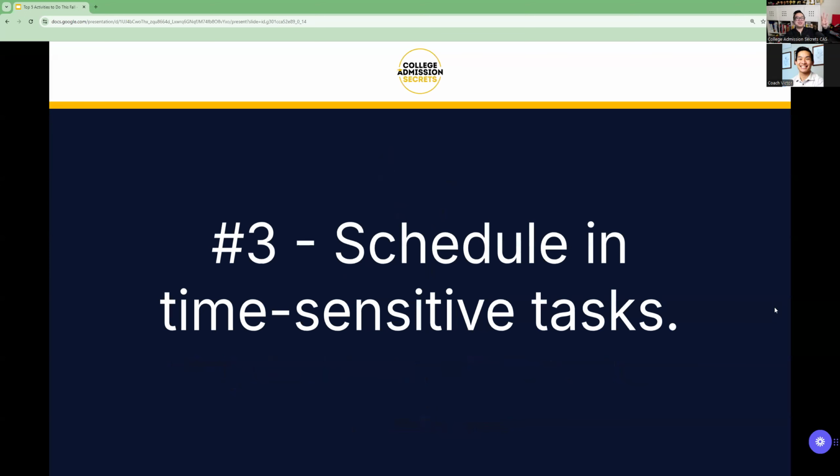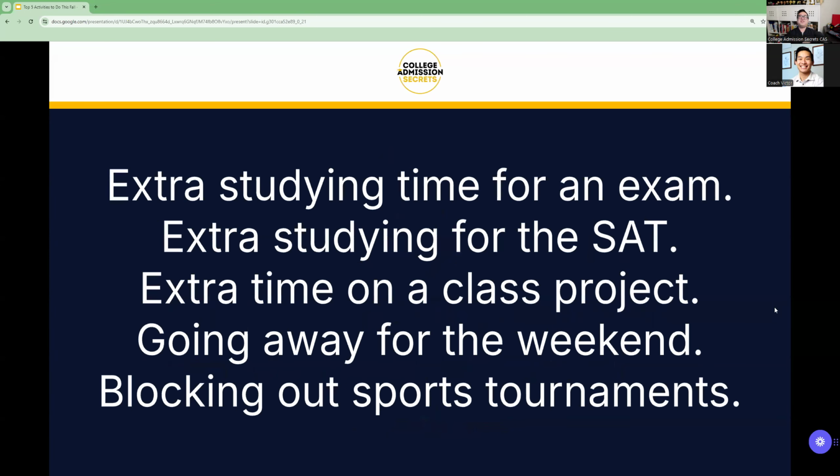Number three, schedule in time-sensitive tasks. Meaning, if you have an exam coming up, instead of studying 15 hours a week, I probably got to crank up to 20 hours a week because I have an exam on Friday, right? A lot of people now have tests required, again, not for the UCs. If you're applying to UCs, they are test blind for the foreseeable future. So don't worry about that.